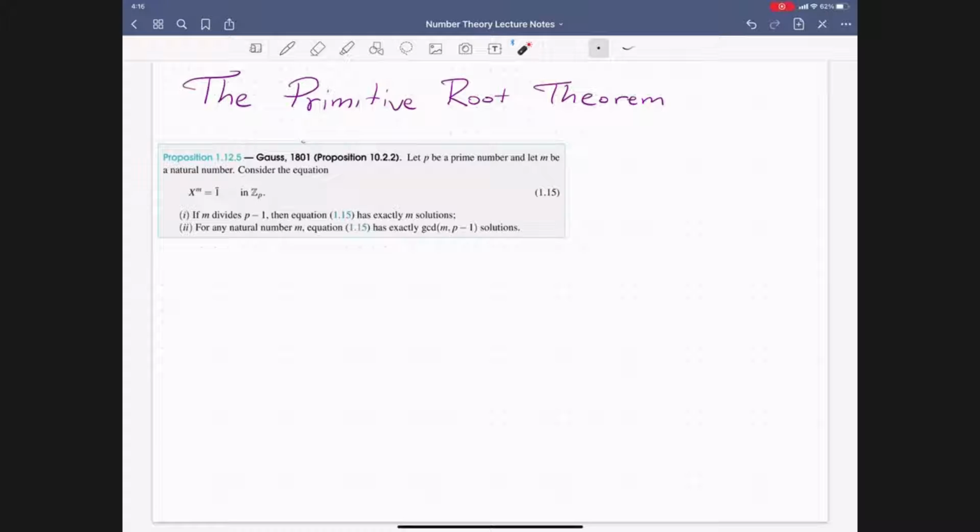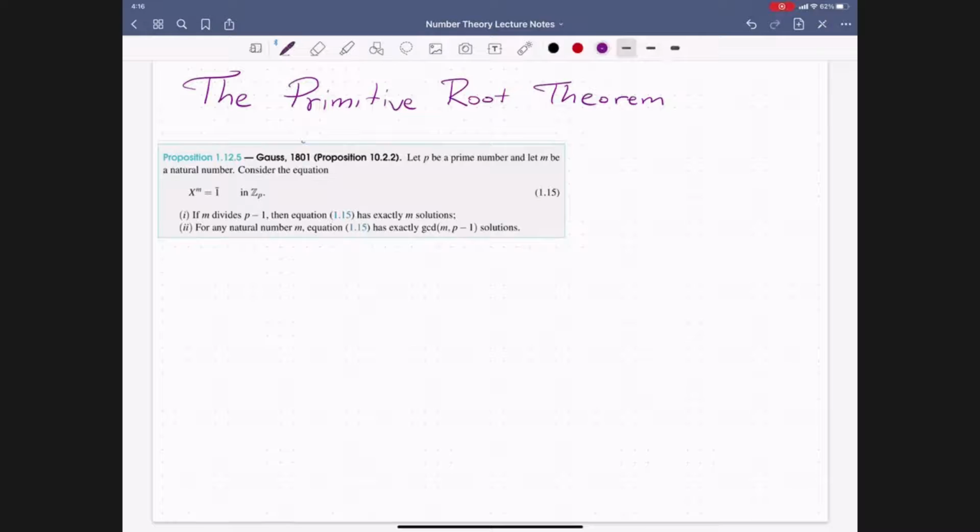And I mentioned in that video that this is a precursor to what will become known as Lagrange's theorem in abstract algebra. Today we're going to follow up on this result of Gauss. In Gauss's Disquisitiones Arithmeticae, this proposition was essentially a lemma in the direction of the primitive root theorem, which is the goal of today's lesson. So to get us motivated to what the primitive root theorem is, let's recall the following.